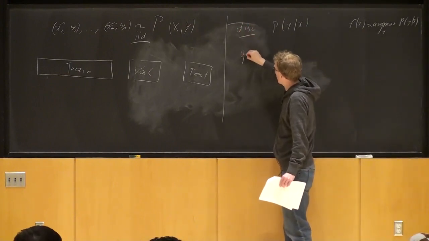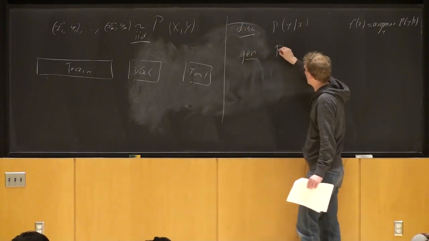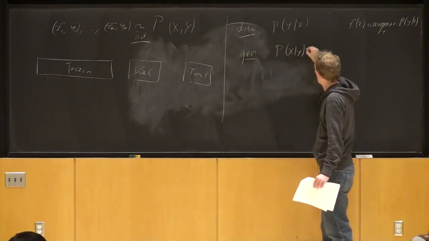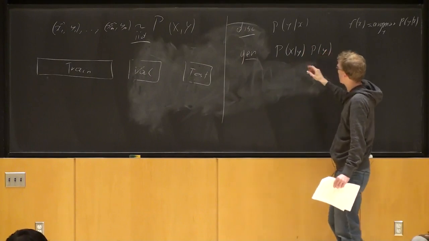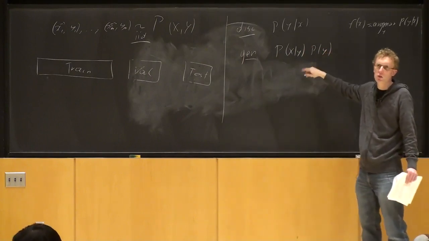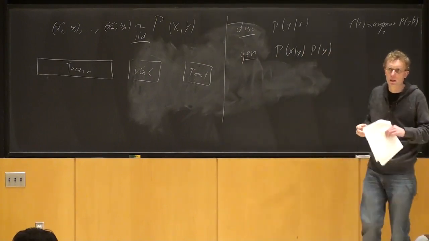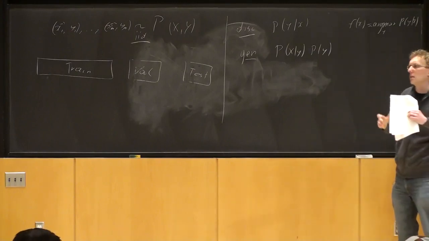There's also generative learning. In generative learning, instead, you learn P of X given Y, and then P of Y. And that's ultimately the same thing. If you have that, then you can just use Bayes' rule and flip it around.